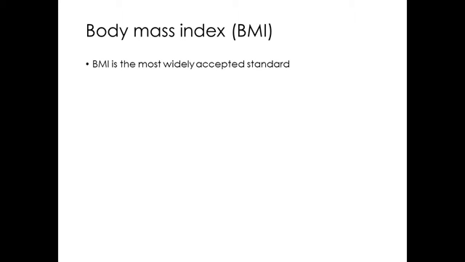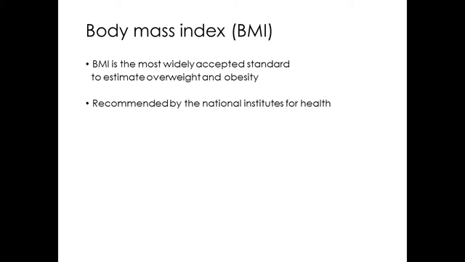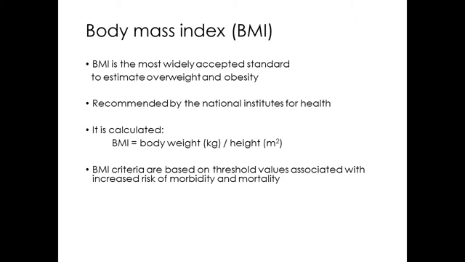BMI is the most widely accepted standard to estimate overweight and obese, and it's recommended by the National Institutes for Health. It's calculated by getting the person's body weight in kilos and dividing it by their height in meters squared. So you must have the body weight in kilos and you must have the height in meters squared.